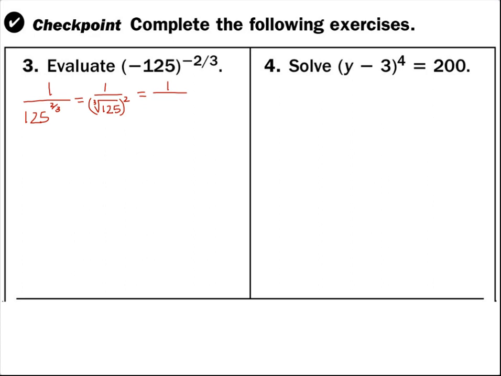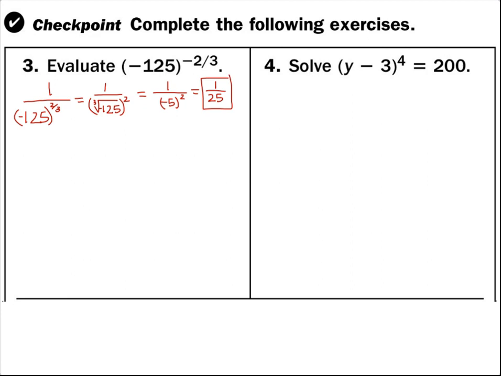5, and I realize I made a mistake. It's negative 125 for all of this business. So it's the cube root of negative 125 squared. So I'm sorry about that. Let's go back here. We have 1 over cube root of negative 125 is negative 5. Remember, because it's an odd root, you can do odd roots of negative numbers. So it's negative 5 squared. But negative 5 squared is positive 25. So your final answer here is 1/25.